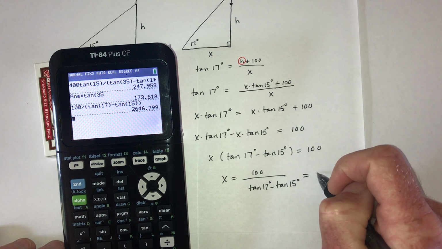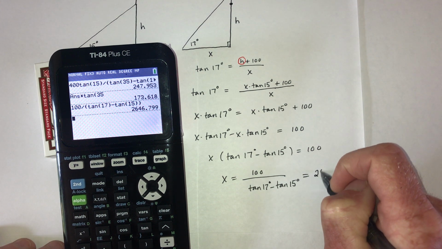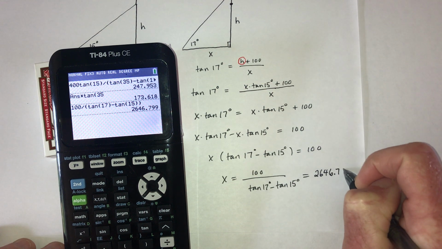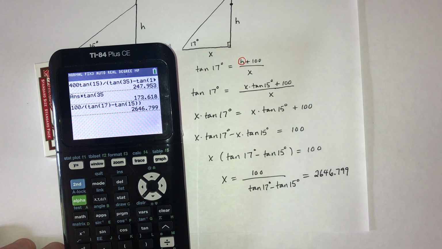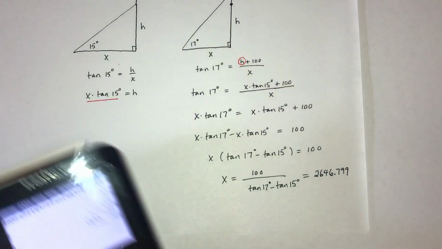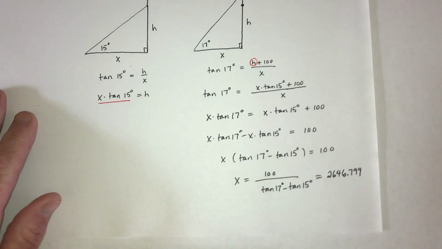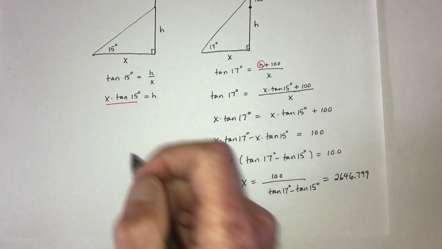My goodness, that person was standing almost half a mile away. Maybe it was a very dangerous hill or something. So that's what X equals. That's how far the person was standing away. Now we could plug that in right here and find out what H equals.